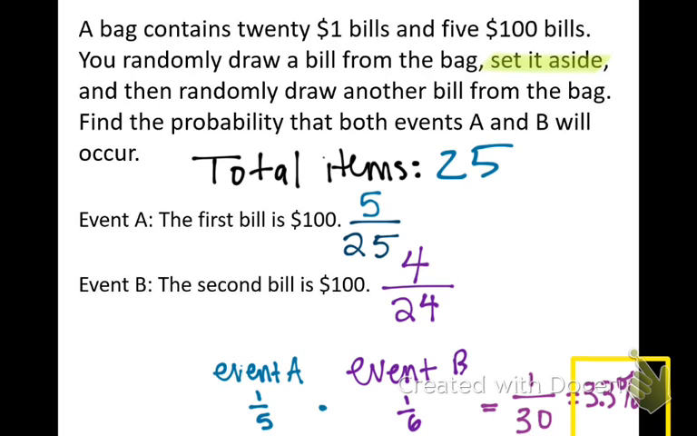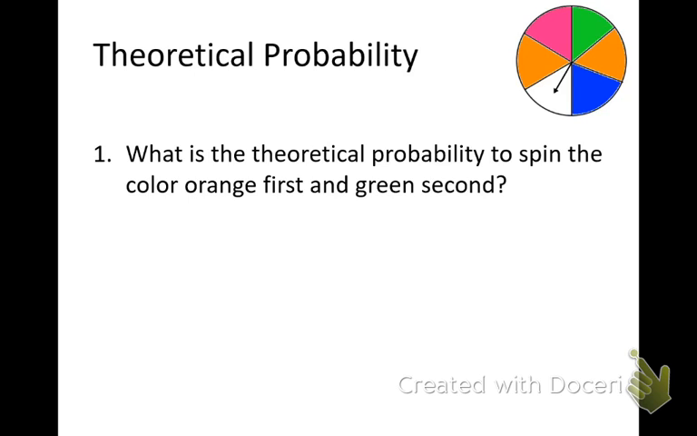Okay, so that is independent and dependent probability. So you'll flip to the next page, and you'll pause for a second. I'm just going to show you this. This is the type of problem you'll see.